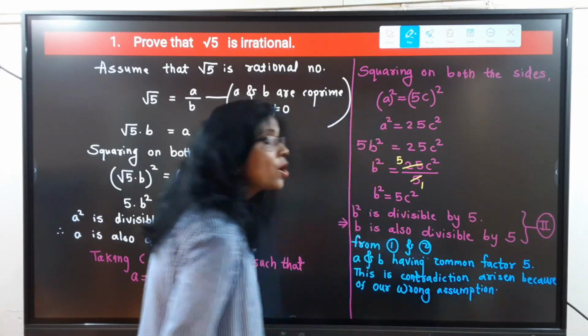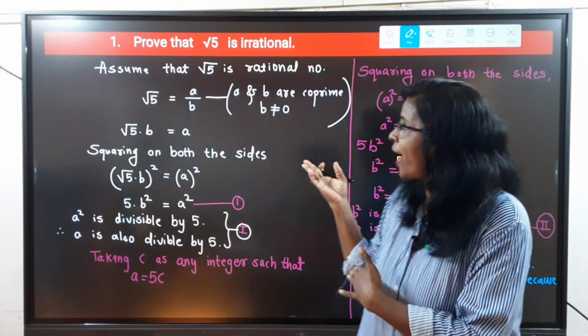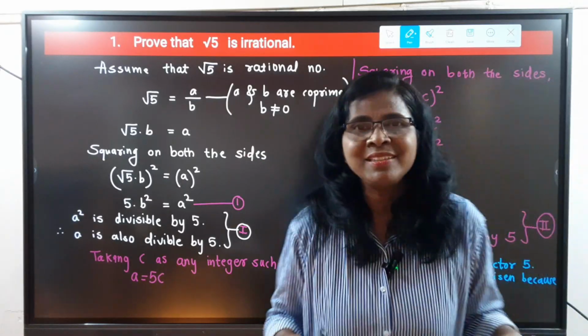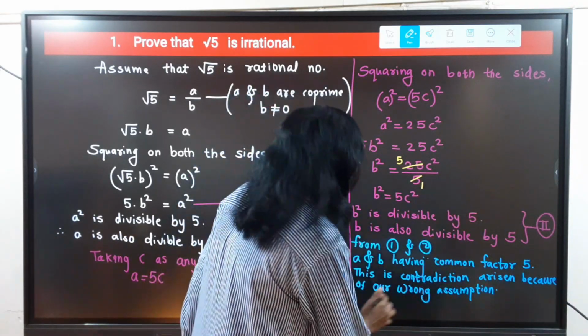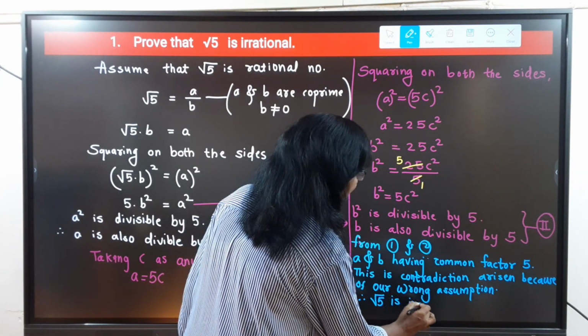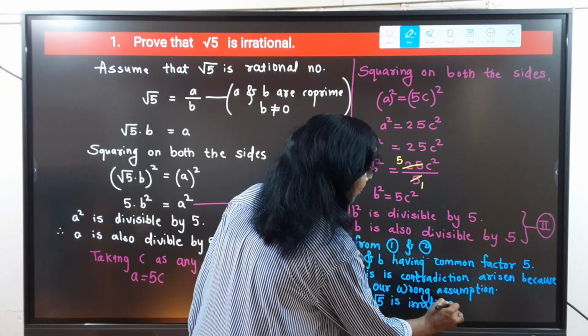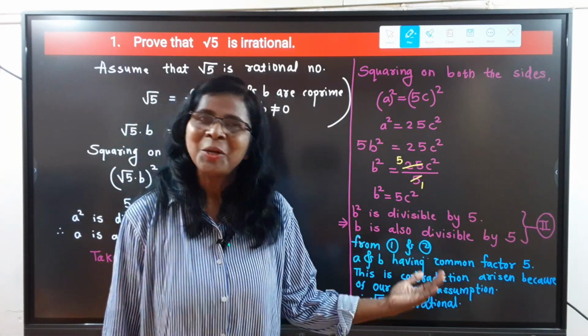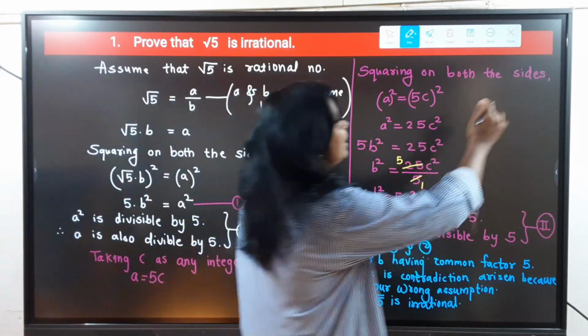And what is our wrong assumption? Our wrong assumption was that root 5 is a rational number. So it is wrong. Our correct statement is that root 5 is irrational. So finally we say that therefore root 5 is irrational. This is the easiest method students, and a very easy example. Okay students, now let us see the next example.